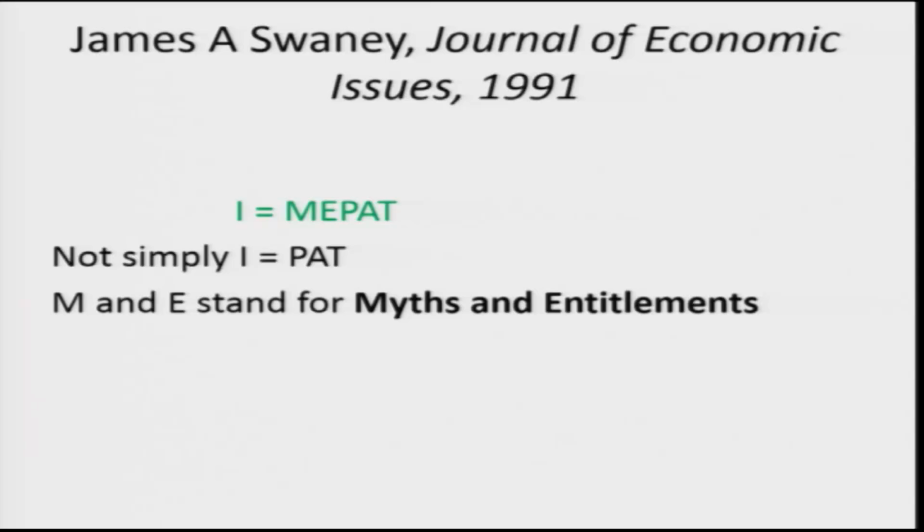Another economist added one more thing to this PAT equation, and that is I equals M E P A T. M and E stand for myths and entitlements, meaning the value system, something which is quite consistent with the idea of cultural carrying capacity. What are your expectations from development? Everybody talks of development, but what are your expectations from development? Does development mean that the basic needs of everyone are satisfied? Or does it also mean that every family has two cars? It is not possible at very large numbers to provide two cars to each family. Basic sustenance needs can be satisfied. So culture is another issue.